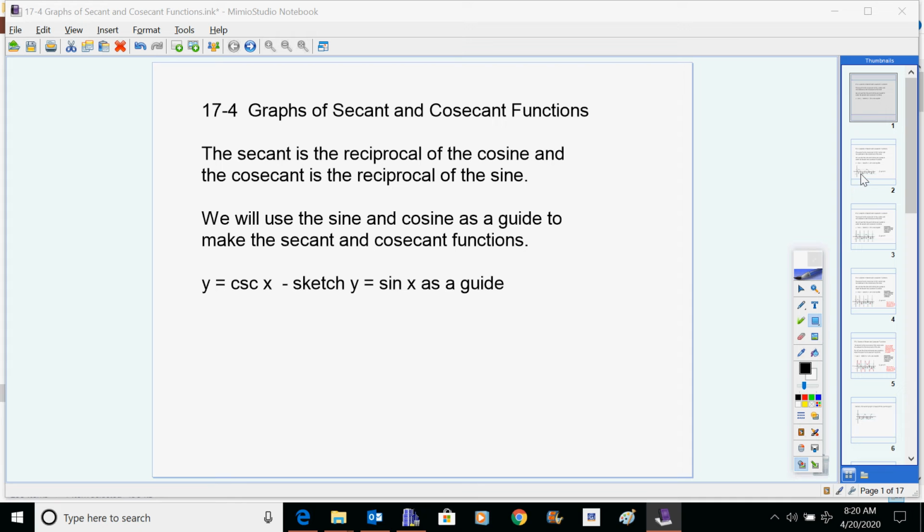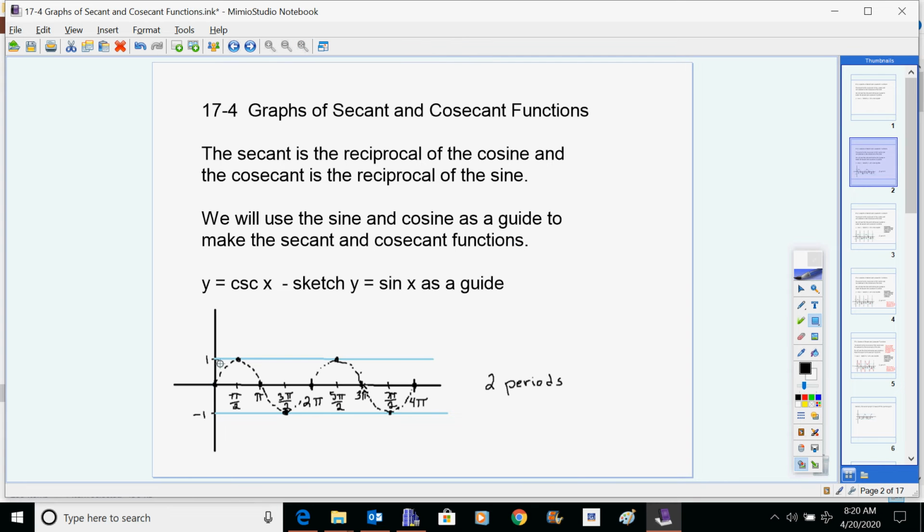First, you need to sketch it, though it's really not part of the graph. But we need to remember what our sine graph looks like. Right here is shown two periods of a sine curve, just to remind you from before the break what the sine curve looks like. So remember our sine starts at 0, goes up to 1, back down to 0, and one complete period is 0 to 2 pi.